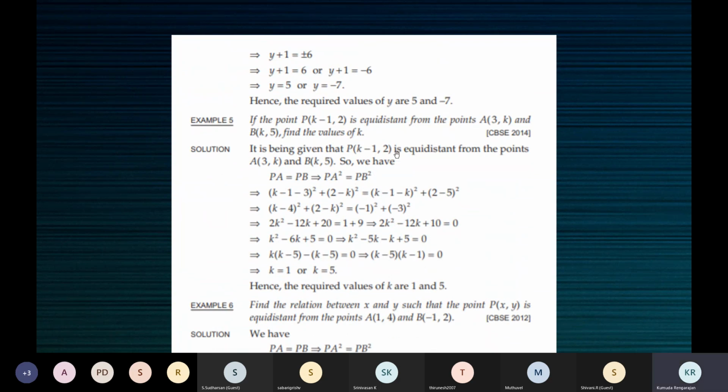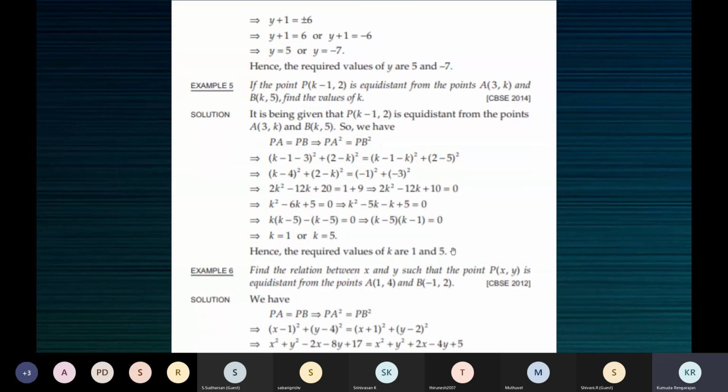So this was about equidistant. P is equidistant, so PA is equal to PB. So if PA is equal to PB, PA square is equal to PB square. This is how we express PA square, and this is how we express PB square using the distance formula. So when it is PA square, use the points P and A, and then difference between x coordinates whole square plus difference between y coordinates whole square.